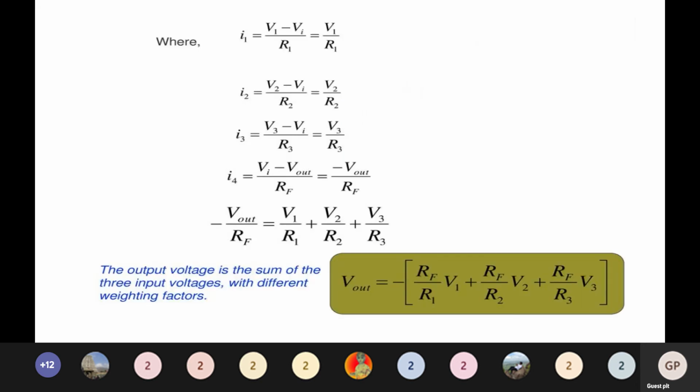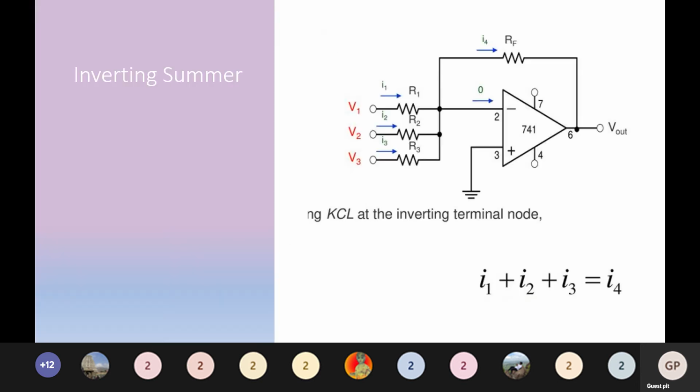So we'll write the current expression, considering this node. So what are the currents that are flowing into and out of this node? So we can see that current I1 is flowing, I2 is flowing, and I3 is flowing into the node, and this I4 is flowing out of the node, right? And we'll not have any current flowing into the op-amp, right? So with this, we have an assumption, is it not? We saw these golden rules. So as per the golden rule, no current will enter into the op-amp.